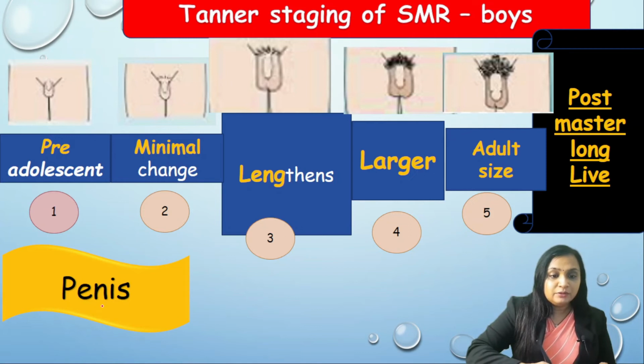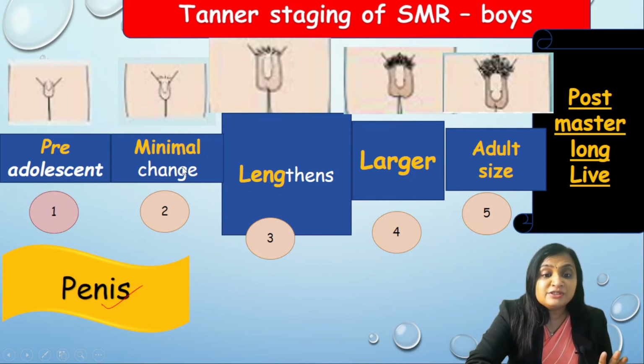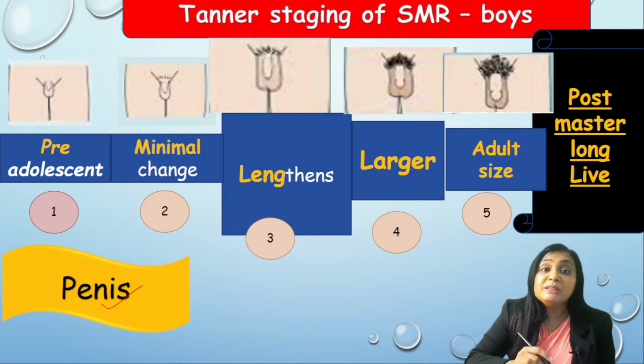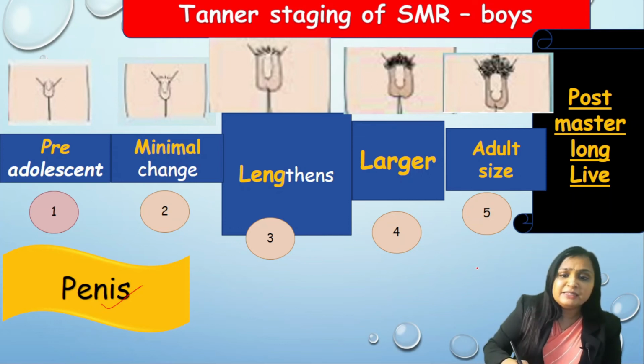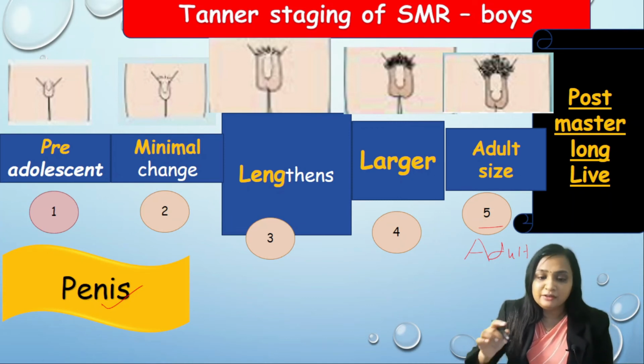Now for the penile growth, the second part will be the penile growth. Here I have a small sentence or mnemonic in the form of "postmaster long leave". P for pre-adolescent size of penis, master minimal changes, long lengthen, and large. Leave means larger size, and then the final stage will be the adult size. For the fifth stage it is everywhere like adult. So this is very easy to remember: post, master, long, leave, adult.